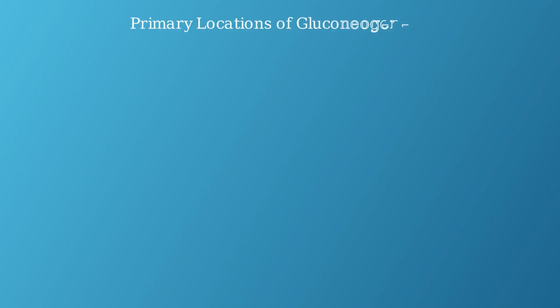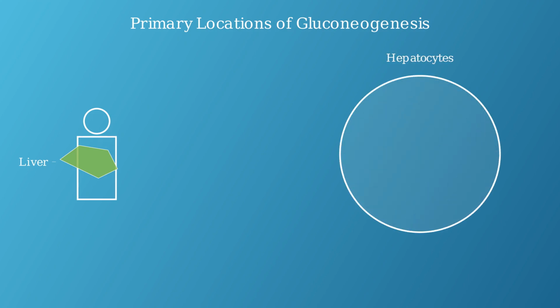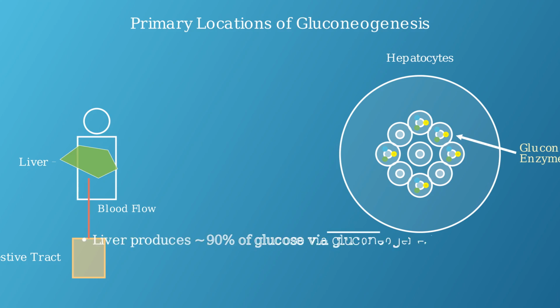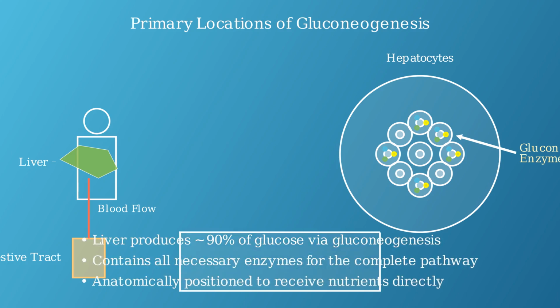The liver is the primary site of gluconeogenesis, responsible for approximately 90% of glucose production in the body. Liver cells, called hepatocytes, contain all the necessary enzymes for the complete gluconeogenesis pathway. The liver's anatomical position receiving blood directly from the digestive tract makes it ideally situated for gluconeogenesis. The liver plays this central role because it can efficiently capture and process gluconeogenic precursors from the bloodstream, including lactate, amino acids, and glycerol.